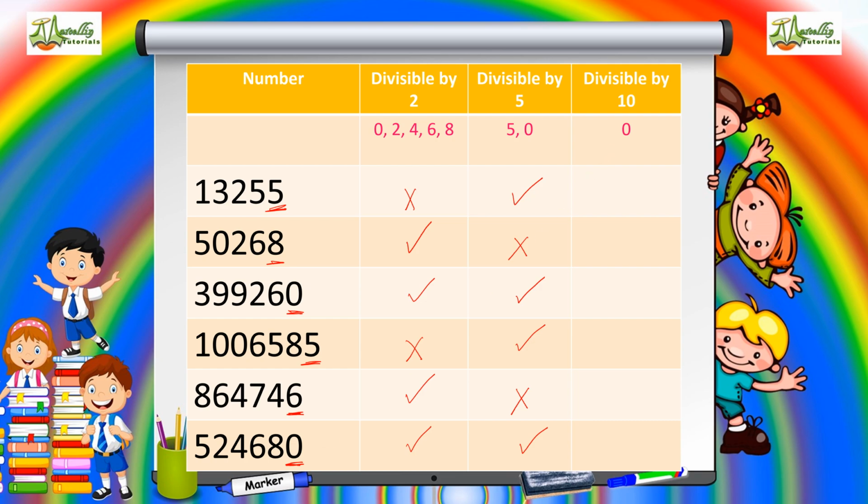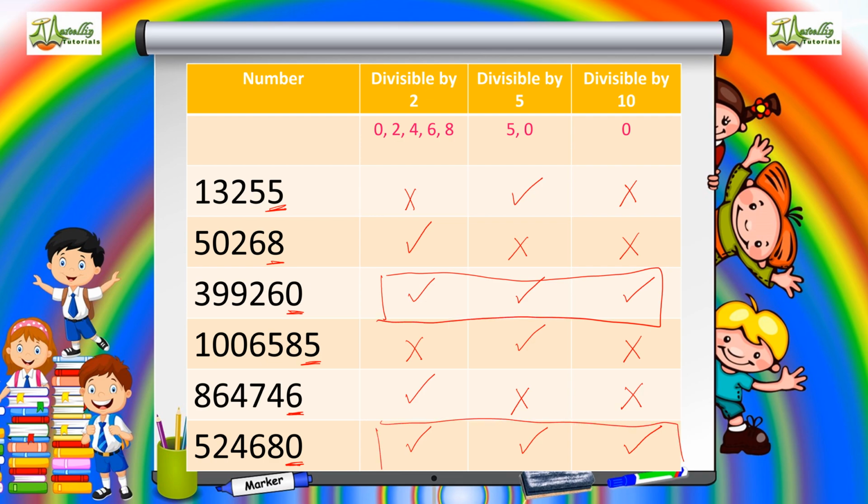First number ends with 5, so not divisible by 10. Second number ends with 8, so not divisible by 10. Third number ends with 0, so this one is divisible by 10. Next number ends with 5, not divisible by 10. Next number ends with 6, not divisible by 10. And our last one ends with 0, so this is divisible by 10. I would like you to take note of this one.